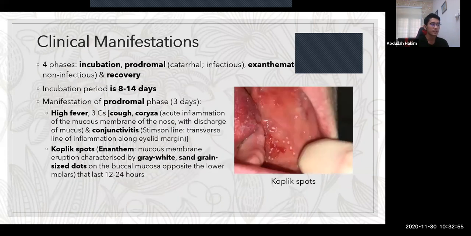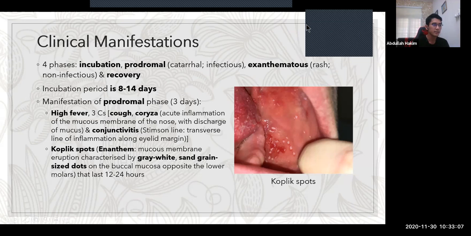Moving on to clinical manifestation. Basically there are 4 phases: incubation, prodromal, exanthematous, and also recovery. But there are only 2 phases that are distinct, which is the prodromal phase or catarrhal phase, and the exanthematous phase or rash phase. The prodromal phase is infectious, while the rash phase is non-infectious. The incubation period for the virus is 8 to 14 days, followed by the manifestation of the prodromal phase. Prodromal means the early signs of the infection of the virus.